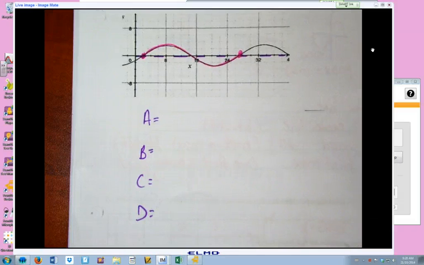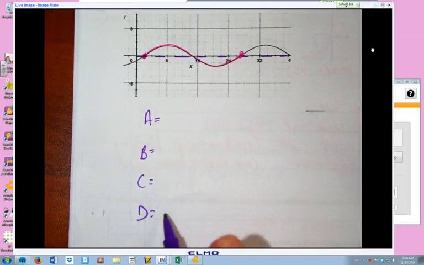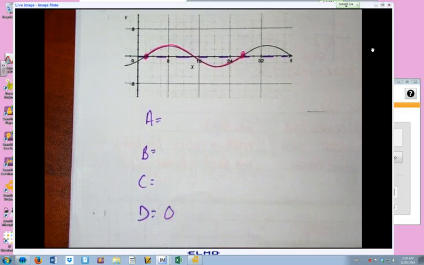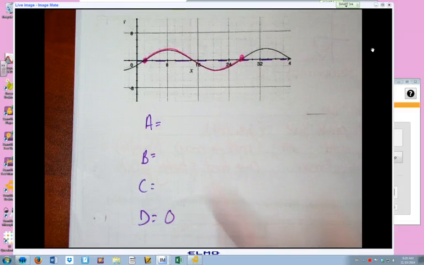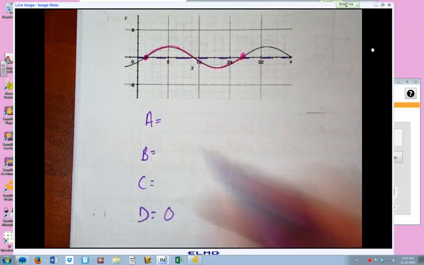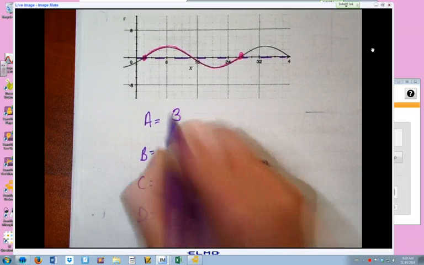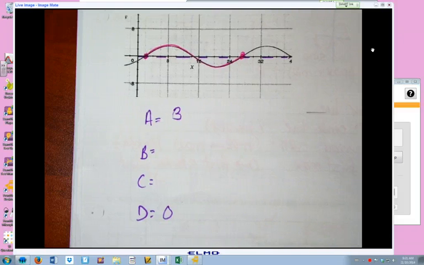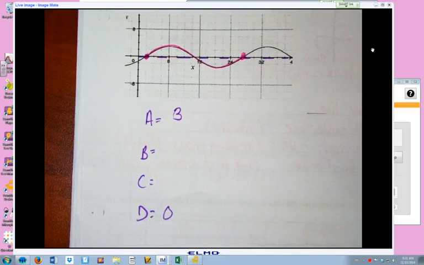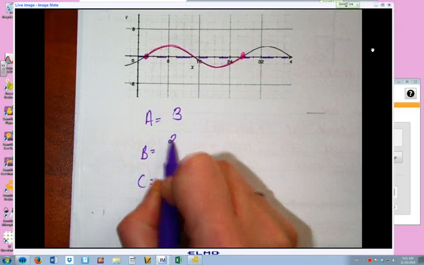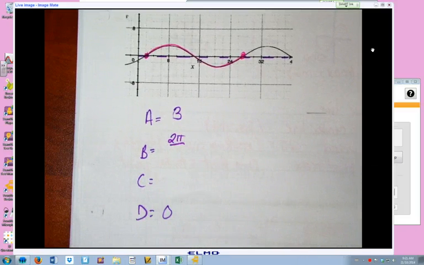Interesting. D. 0. I always go that one first because we had to calculate it anyway. Then I jump to A. Offer of 3. I heard 2. 3, sound confirmed. Tell me where that comes from. Yep, so center line to the max or center line to min, whether it goes up or down. B, 2 pi over, and then I had heard some people saying, I'm not too sure about this one.